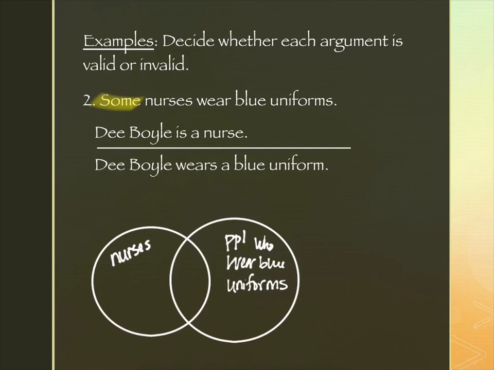That's the picture. Second statement says D. Boyle is a nurse. So this is a specific person. We're going to use that X kind of notation again. So X is D. Boyle.